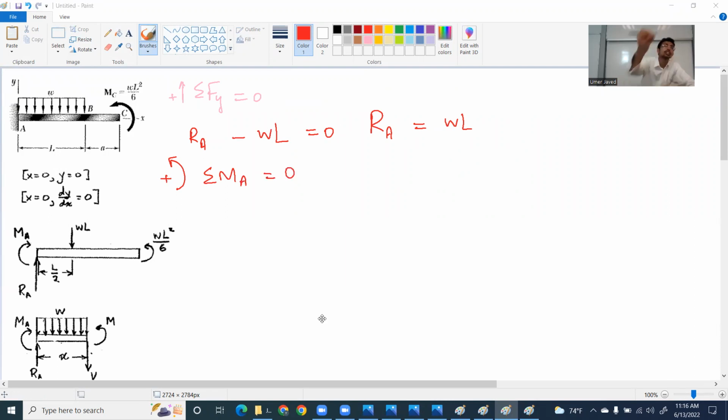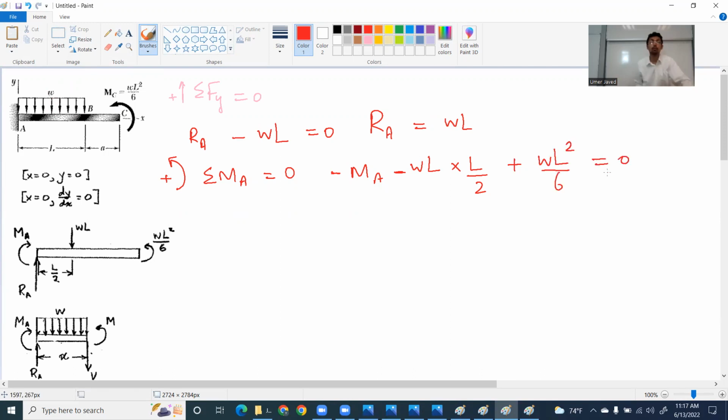This is the first step in your statics as well, right? You try to find the reactions. So you will get minus MA minus, why don't you tell me what will happen? So you will have W multiplied by L, and it will act at the center, and you will have a clockwise WL multiplied by L divided by 2. Do you agree? Then you will have plus WL square over 6 equal to 0.